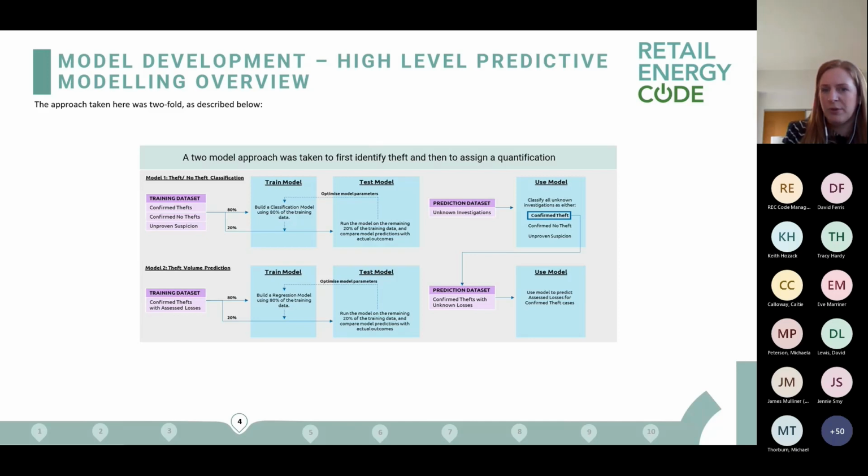Both these models were built using known outcomes, so they both fall into the category of supervised machine learning. As such, these models serve different purposes. Their general structure was actually very similar.